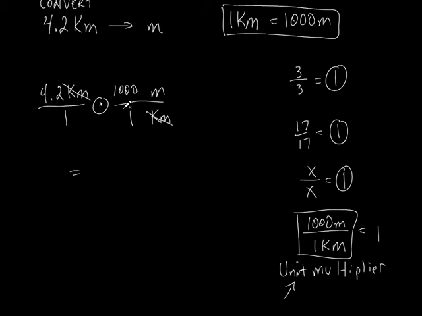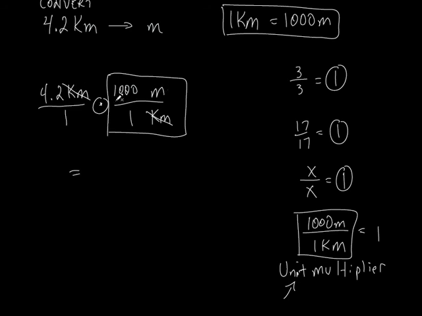Do I change the value of it if I multiply by 1? If I take a 3, multiply it by 1, did I change it? If I take a 17 and multiply it by 1, did I change it? No. If I took 4.2 kilometers, multiplied it by a 1, that's a 1, isn't it? Did I really change the value of it? No, I didn't. But I got rid of the kilometers and I changed it to meters.